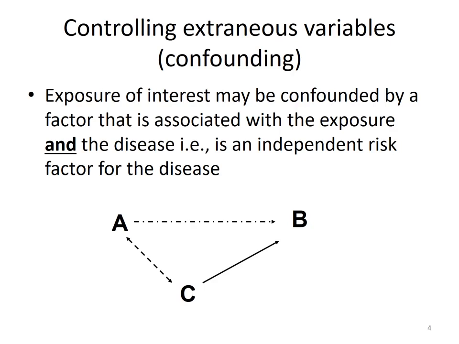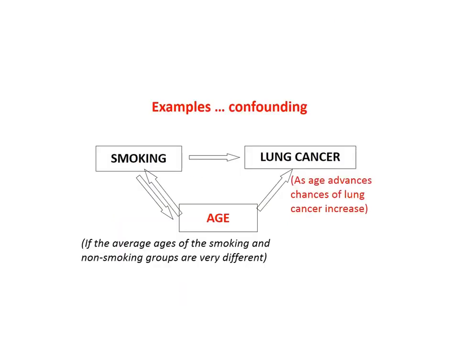What is a confounding variable? It's a third variable that interferes with both the exposure and the outcome of interest. So here A is the exposure, B is the outcome, C is a confounding variable. It has an association with the exposure and also an association with the outcome of interest.